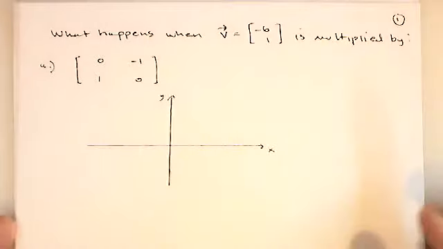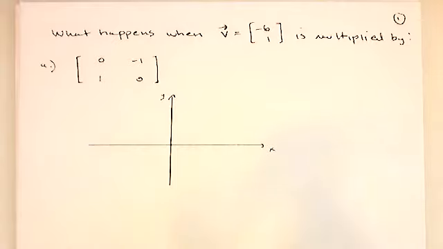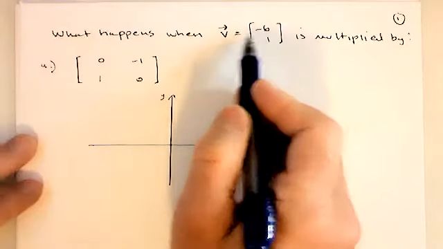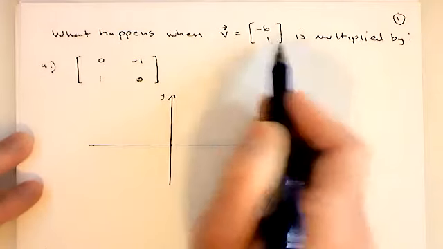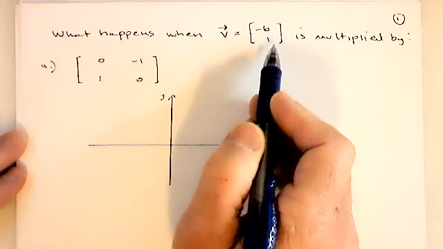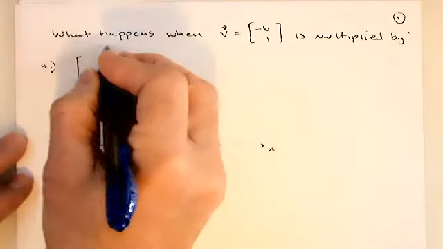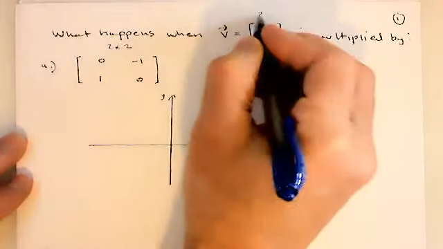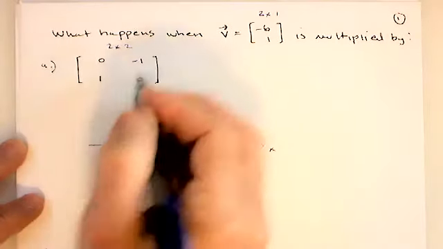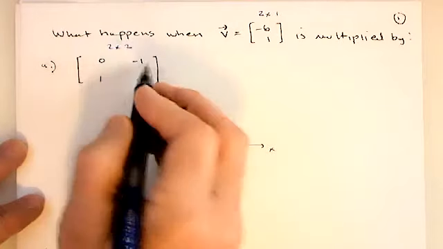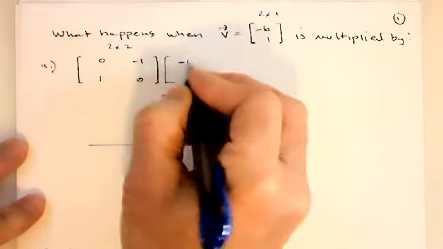And now what we're interested in here is, if we think of a vector as a 2x1 matrix, what happens when I multiply a vector by matrices? In this case, all of these are going to be 2x2 matrices. This is a 2x1, so I know I can multiply them together. So let's just try it. Say I have this matrix 0, negative 1, 1, 0, and I want to multiply it by V, which is negative 6, 1.